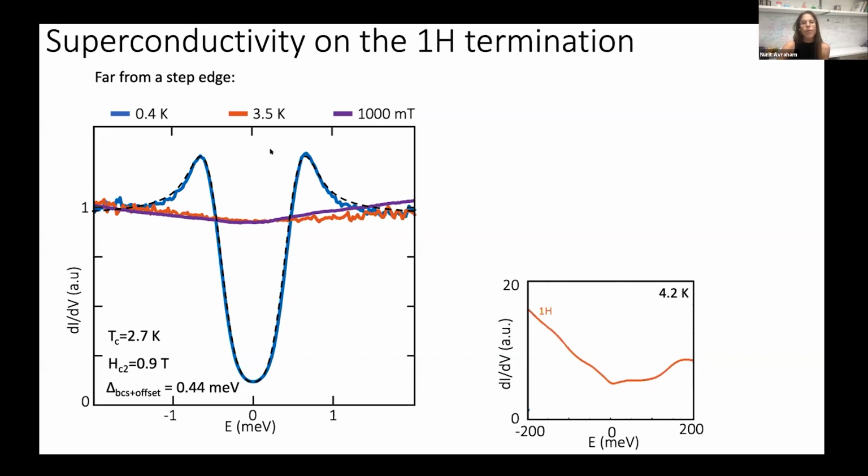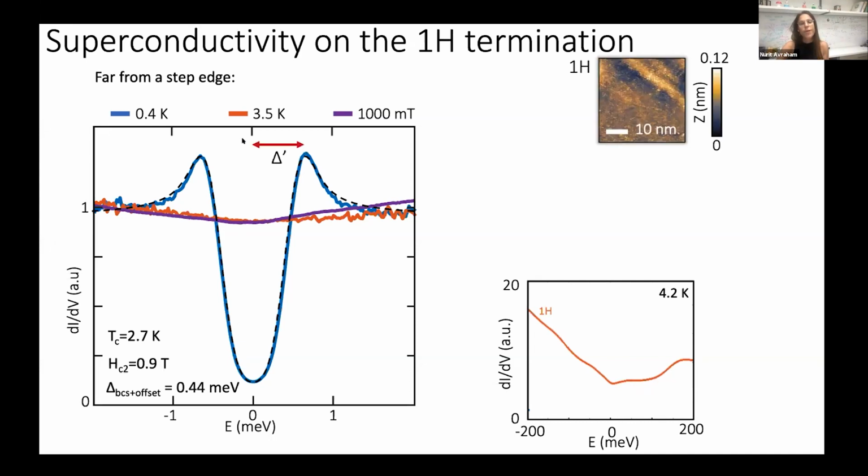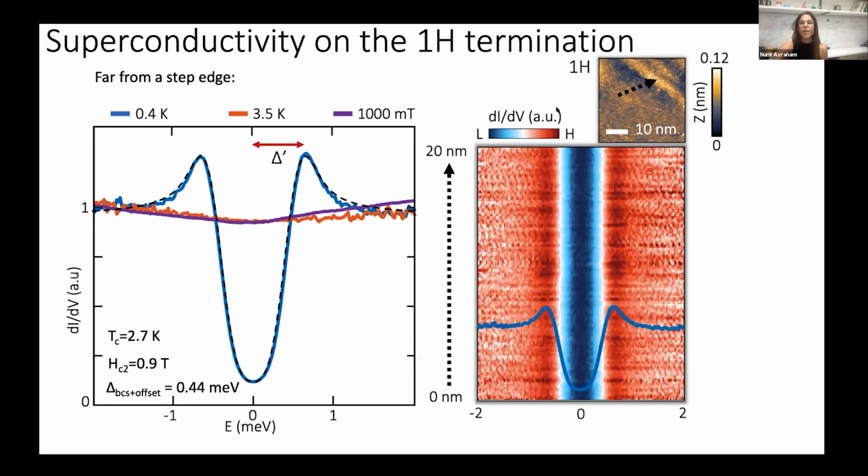From now on, I will also refer to the gap by the distance between the coherence peak and the zero energy that we can extract from here. And we have shown that this behaves spatially exactly as the gap that we extract by the BCS fit and the offset. So let's see the spatial behavior of this gap. Let's take a line cut along this region on the 1H termination. Here is the line cut. This is the energy. This is the location axis. And we see that the gap remains robust and uniform along this line across the 1H termination.